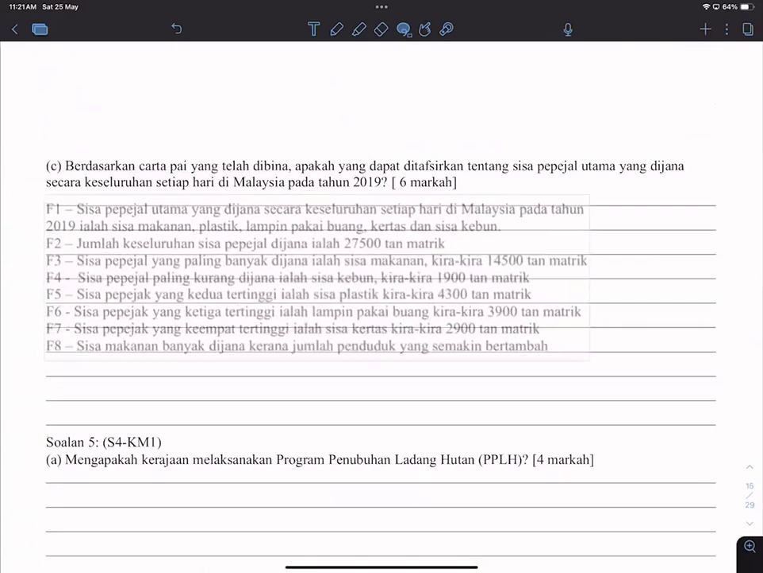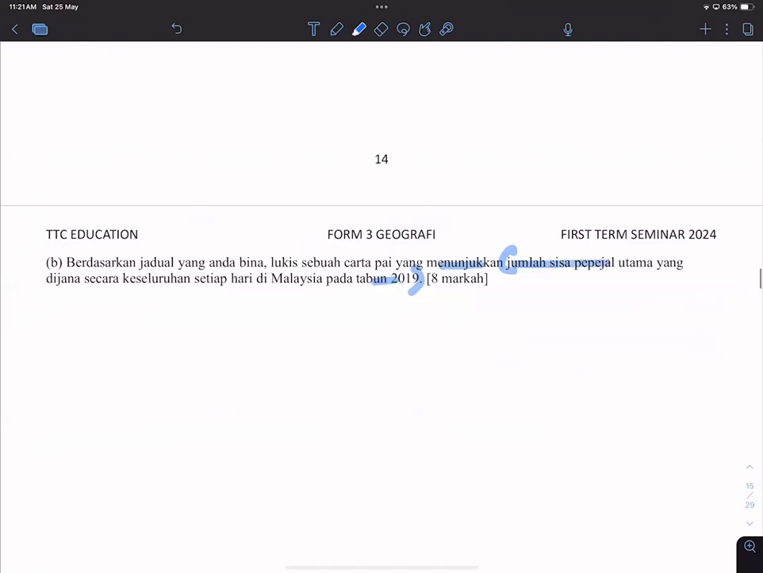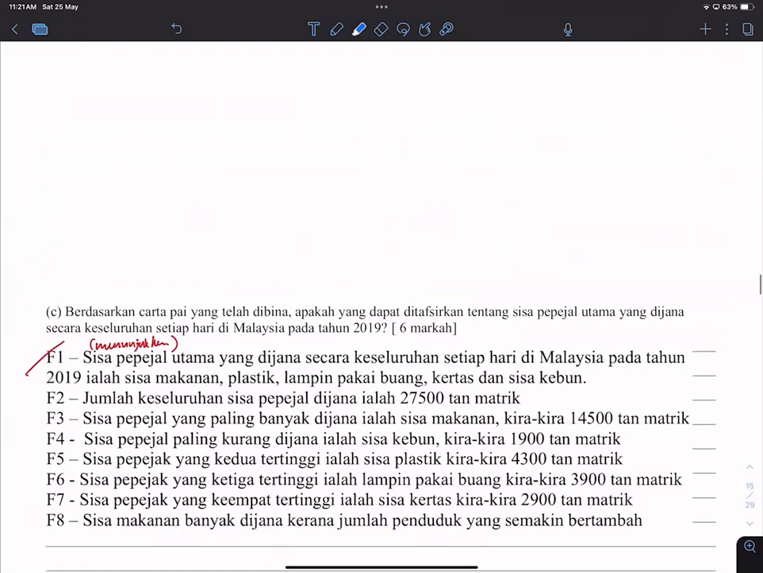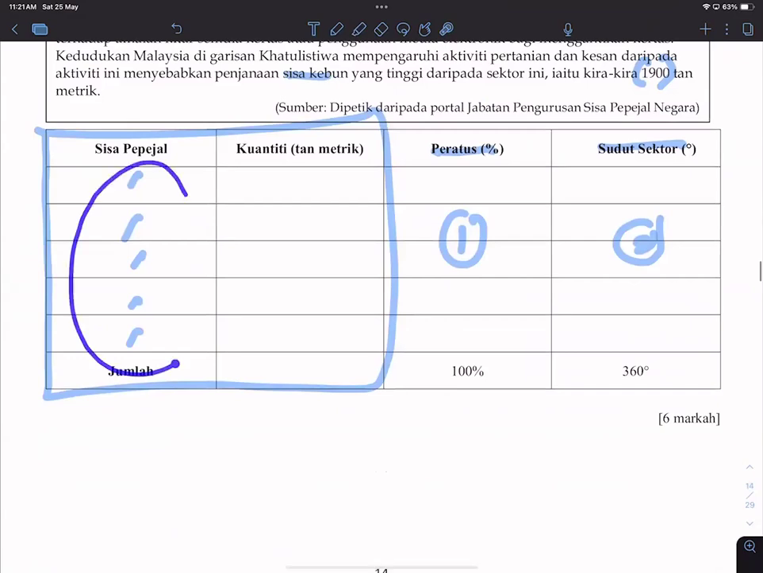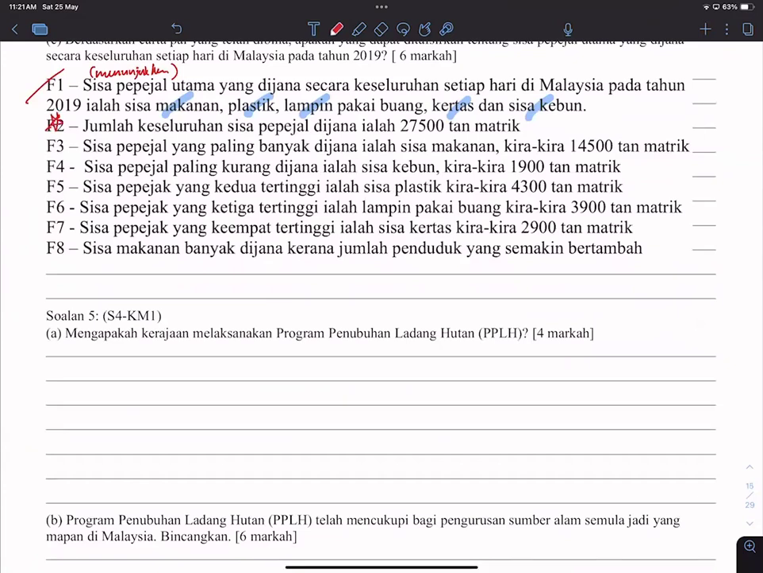Always copy the pendahuluan first. So guys, pendahuluan, which means always have to use menunjukkan. Okay, catatan ini menunjukkan, and then copy from all the tajuk: jumlah sisa pekerja for 2019. And then after that, you have to mention we have the sisa makanan, plastik, lampin buang, kertas, and the sisa kebun, which is from your putiran. This is your first sentence. So next one, always the jumlah keseluruhan, with the total of the sisa pekerja that you have to sum up by yourself.